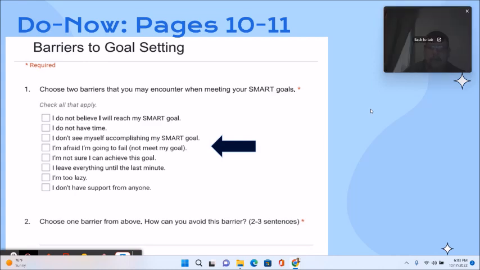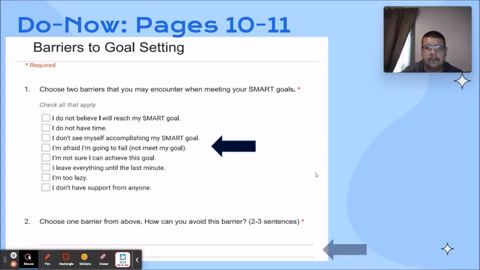Then question number two. Choose one barrier from above and how can you avoid this barrier? You're going to give me two or three sentences. So tell me at least two or three ways that you can avoid this barrier. So let's say, for example, you put the one that says, I do not have time, as one of your barriers. So how can you avoid that barrier?